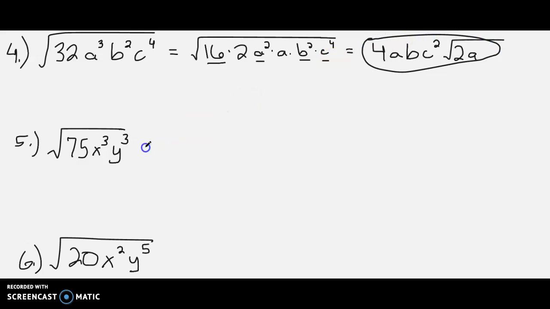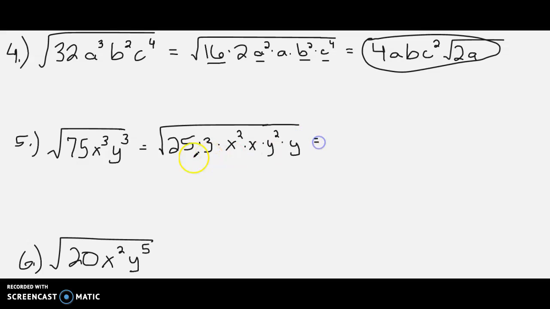Simplified answer. Look at number 5, 75x to the third, y to the third. We have to do something to all 3 items here. Let's break down 75 to 25 times 3. Now see, I could break down 75 into 5 times 15, but neither of those would be perfect squares. 25 times 3 times x squared times x times y squared times y. And then I'm going to underline everything we can take the square root of.